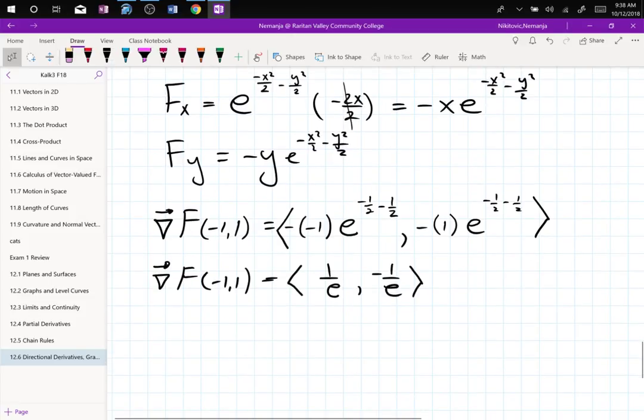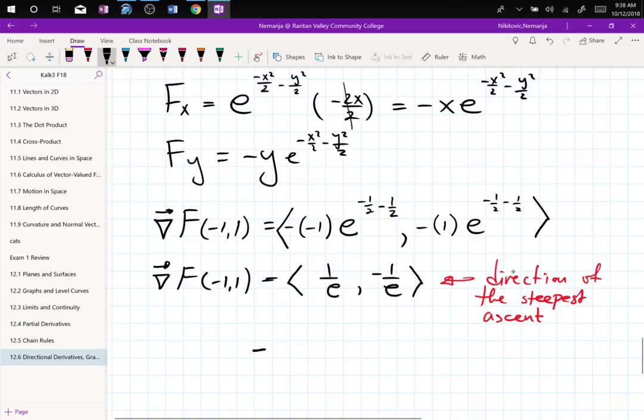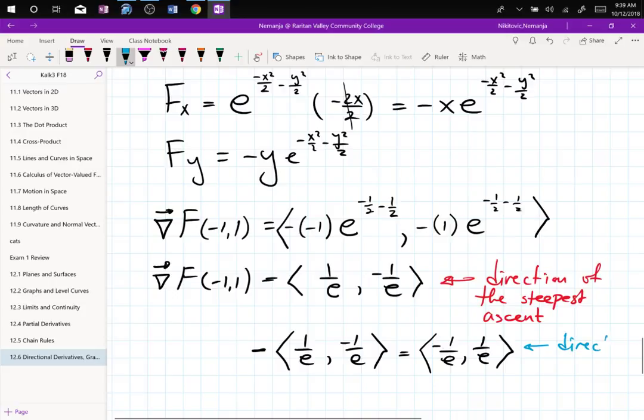And this is already the fastest way up. So this is the direction of the steepest ascent. Then we immediately go with the negative, which is negative 1 over e, 1 over e, and this is the direction of steepest descent.